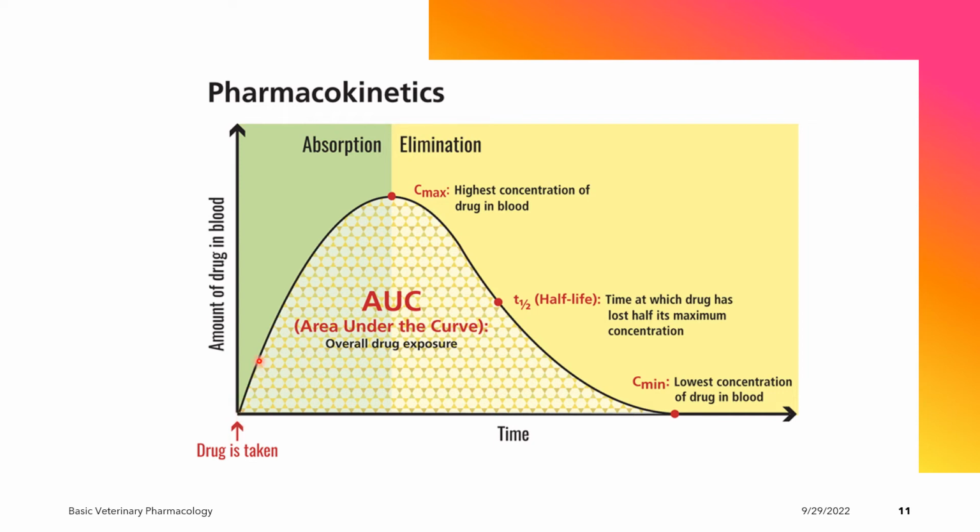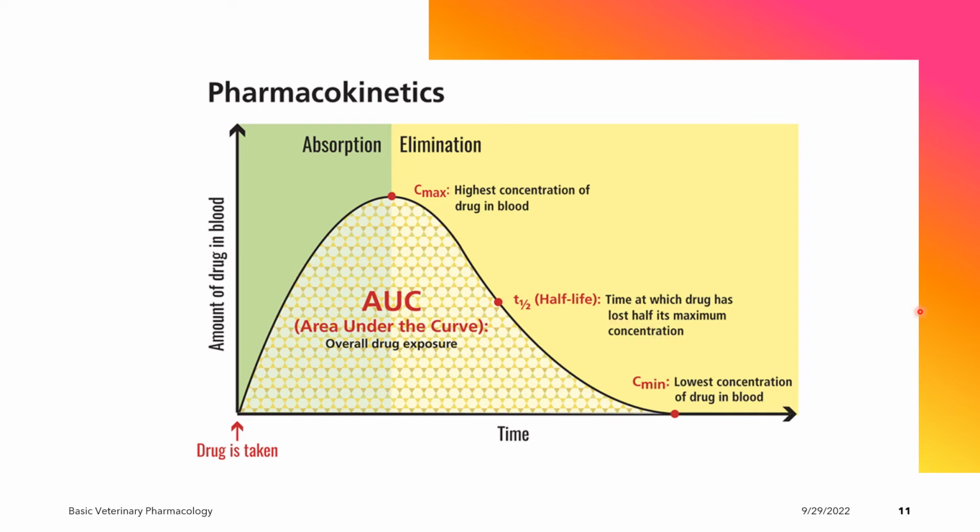As you can see here, the ascending portion from this point up to this point refers to the absorption of the drug. From the Cmax, which is the highest concentration of the drug in the blood, up to the point wherein the concentration of the drug in the blood wanes and reaches its lowest point, the Cmin, represents the elimination of the drug. Again, the Cmax represents the highest concentration of the drug in the blood, and the lowest concentration point is the C sub min. We also have another very important parameter in pharmacokinetics, the half-life, which is the time at which the drug has lost half of its maximum concentration.